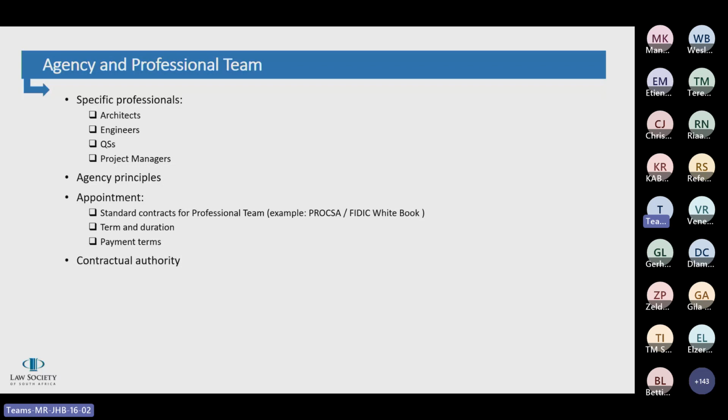Payment terms, the general payment terms that you find in these contracts, are usually time-based or project cost-based. If it's time-based, it will be an agreed hourly rate. If it's project cost-based, then it will usually be an agreed percentage of the construction cost. Also, I just want to mention that some of the professional fees are guided by legislation. So, for example, the Architecture Profession Act of 2000 provides guidelines for professional fees.